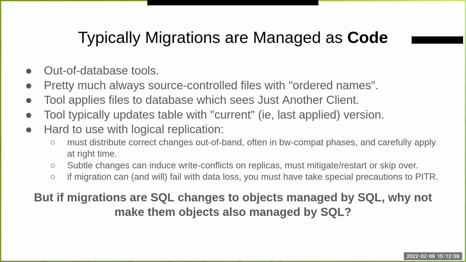So if a migration can and will fail with data loss, you also have to make sure you take special precautions to support point-in-time recovery, like creating restore points on your own. Which leads to the question, if migrations are SQL changes to objects managed by SQL, why not just make those migrations objects themselves that are also managed by SQL? And that's the idea behind Metagration.